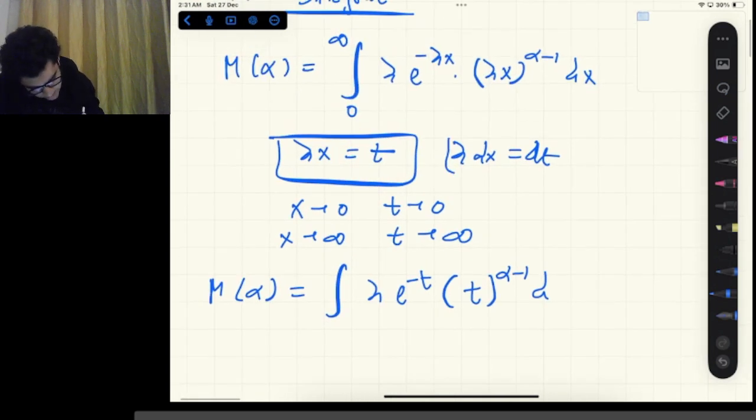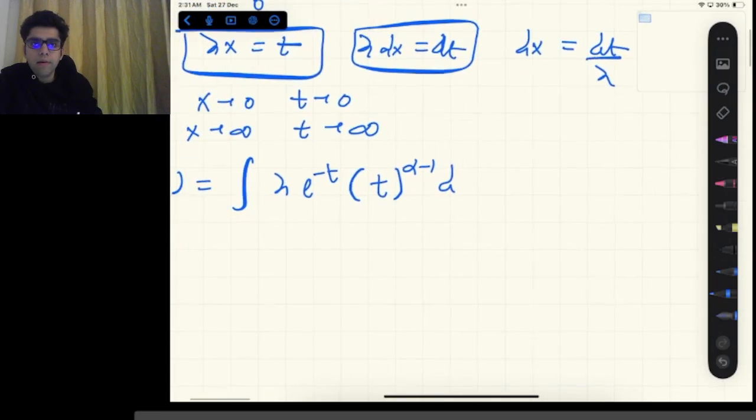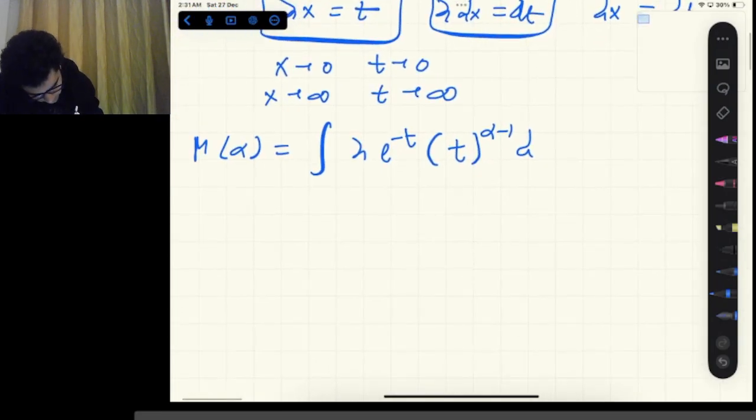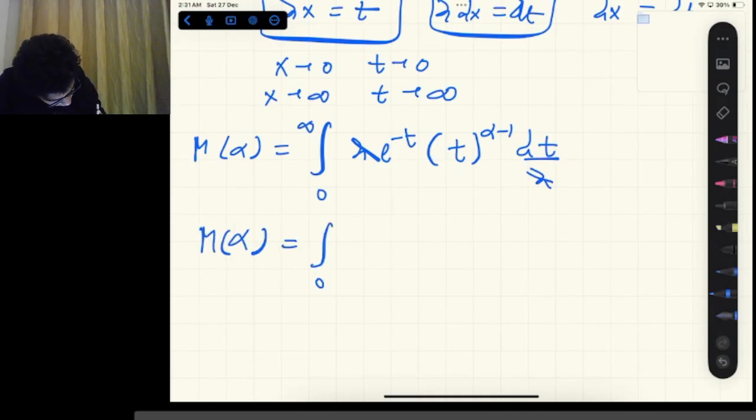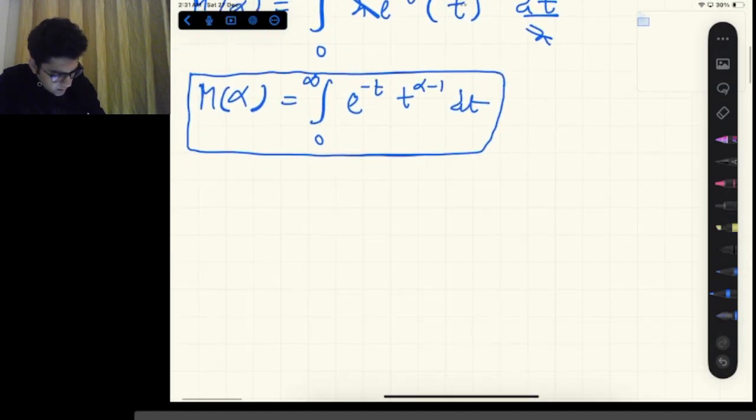Now lambda dx is equal to dt, so dx becomes dt upon lambda, from 0 to infinity. Now this lambda and this lambda get cancelled and I finally get gamma alpha, the gamma integral, as the integral from 0 to infinity of e to the power minus t, t to the power alpha minus 1 dt. This is the kind of gamma integral that you will find in most textbooks of statistics, so I hope you don't get confused with this.